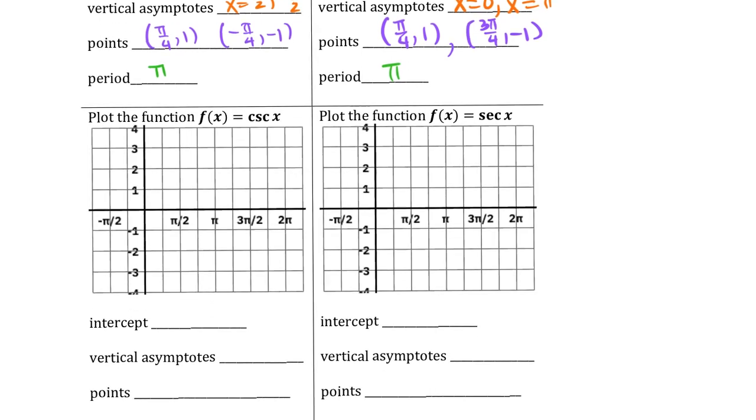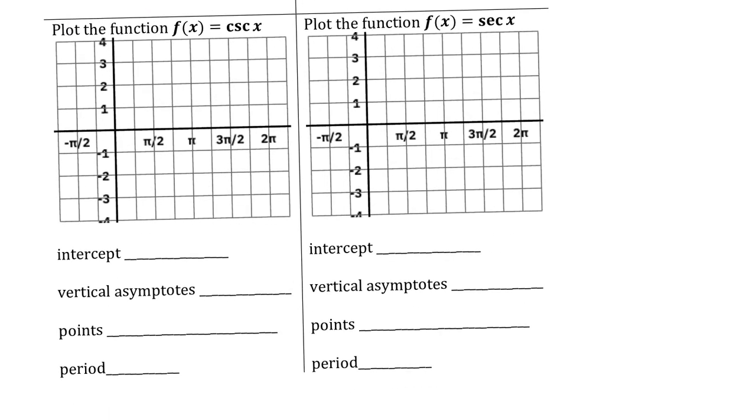Okay, now let's look at cosecant and secant. I hopefully showed you the graph on Desmos. Okay, but we can figure this out based on what we know. Cosecant is 1 over sine. So let's pretend like we're graphing sine. If we're graphing sine, the period is 2 pi. So I'm going to start with that.